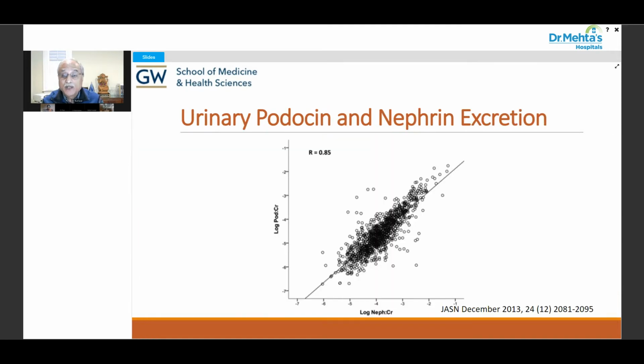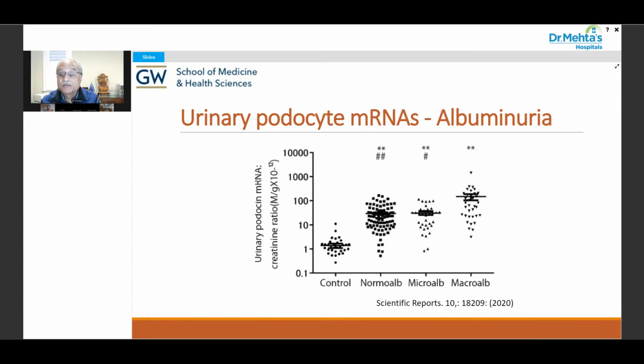This is a graphic representation of concordance of nephrin and podocin excretion in the urine, log transform, both of these, good correlation. So suggesting, therefore, that both of these can be utilized as markers of podocyte injury. Do these markers actually tell us before the disease can actually appear? And the answer is yes.